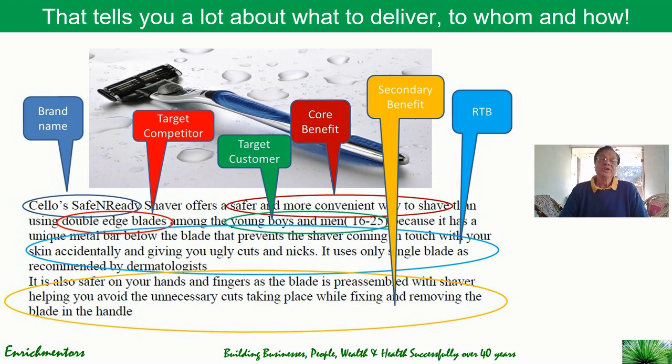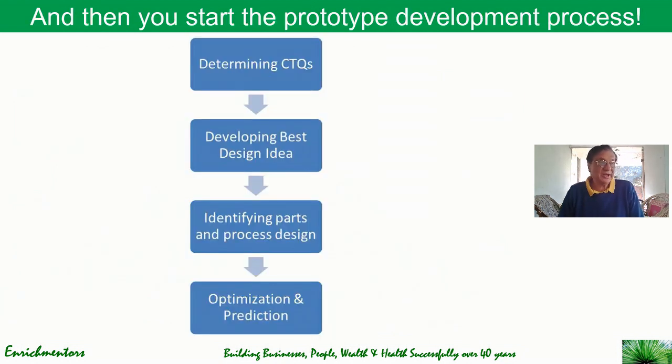Wonderful. So once you have started with the winning concept, then you go into the core prototype development process, and that's what you see on your screen here. You start with determining CTQs. CTQ stands for critical to quality parameters for the designers and developers.